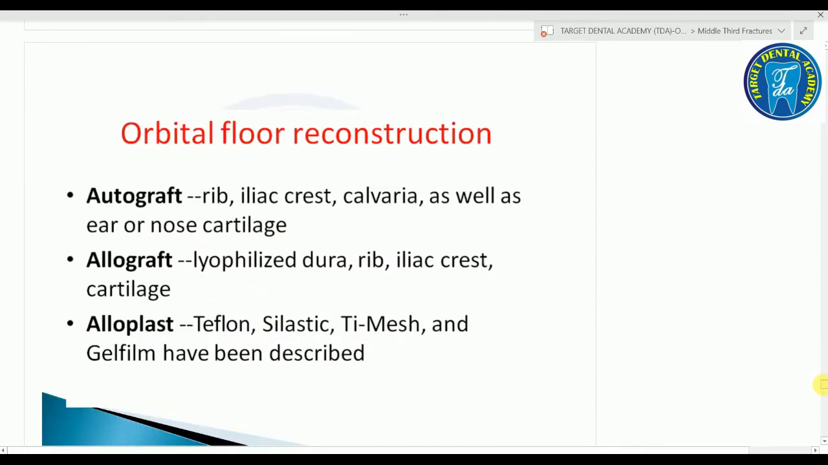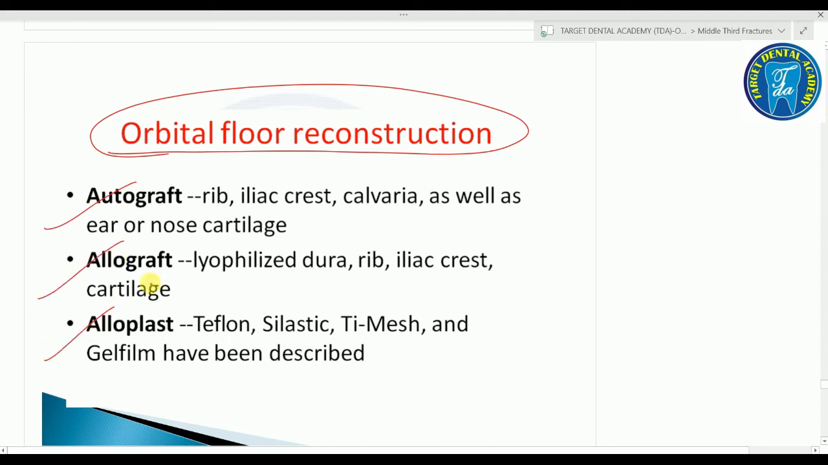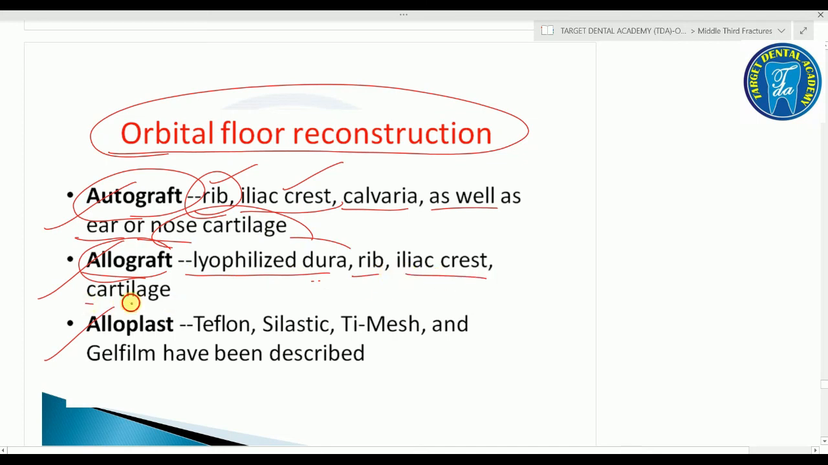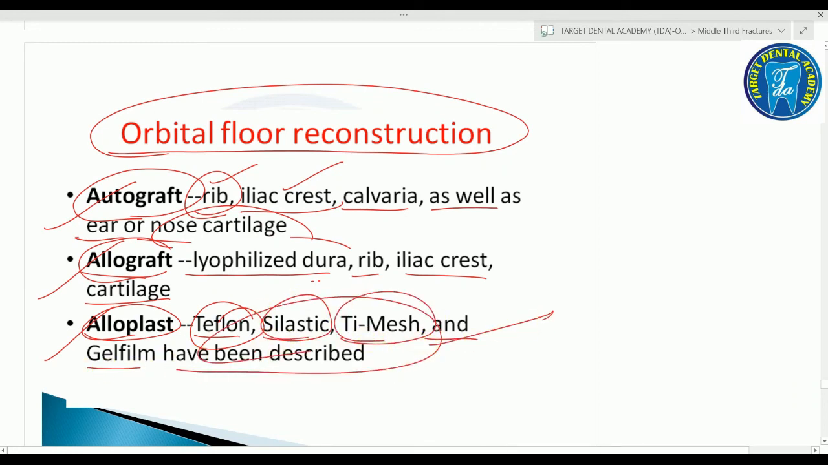And what all are the grafts? See, for the orbital floor reconstruction we need various grafts. We need autograft, allograft or alloplast. The autografts are the rib, iliac crest, calvaria, as well as from the ear, as well as from the nose cartilage. And allograft, you can take it from the lyophilized dura, the rib, iliac crest and the cartilage. And the alloplast, you can give like Teflon, Celastic, Ti mesh and the gel film, which are described for the orbital floor reconstruction.